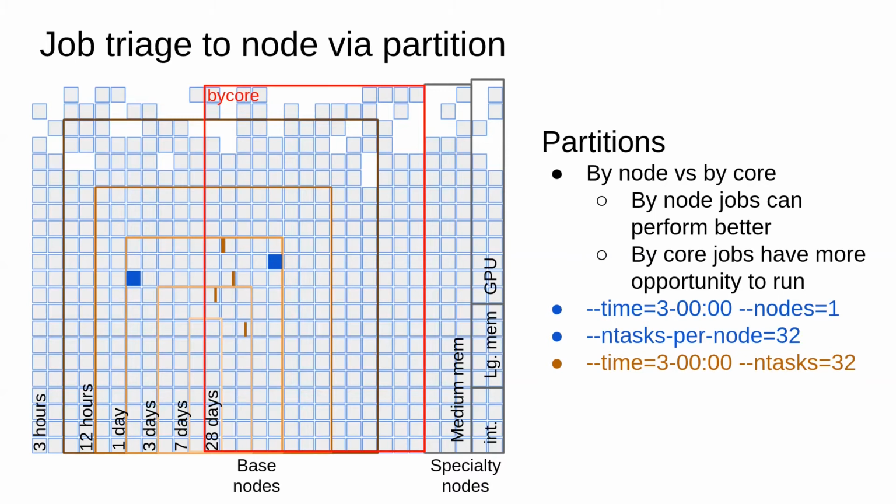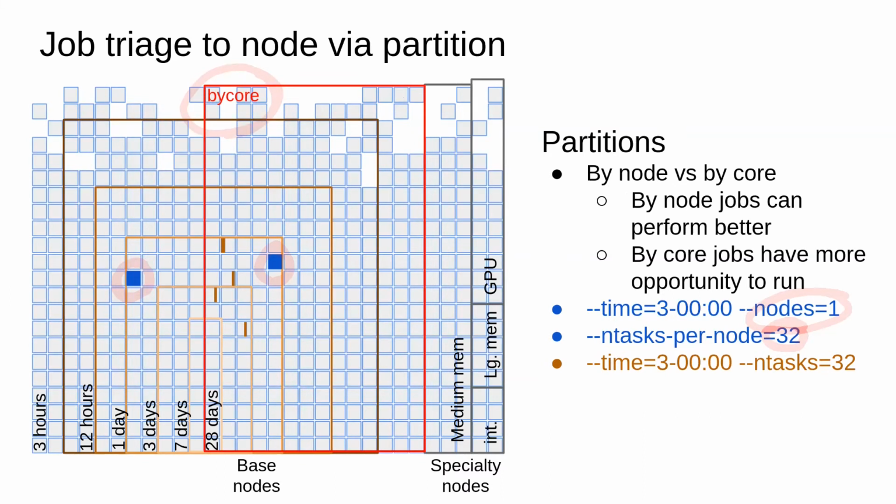Here's a simple example where you can submit a job with 32 tasks. So that's how many cores are on a typical node. And then specify a single node. So this blue job can either end up taking up one full node, and this is out in the by node partition, or it could take up a full node in here that also overlaps with the by core partition. All of these nodes overlap in terms of the nodes that they belong to.